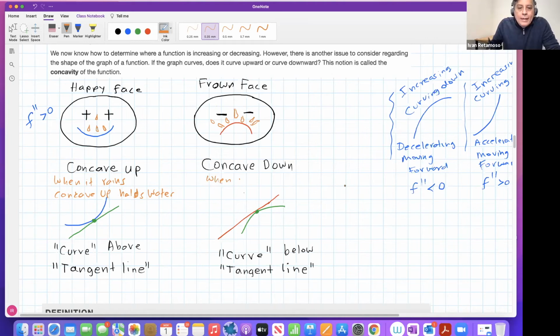A third way: when you graph the curve, if the curve is above the tangent line at a point, it means that the curve is concave up at this point. Concave up. If when you draw the tangent line at one point, the line is above and the curve is below it, then this is concave down. Okay, so these three ways will help you identify when it's concave up and when it's concave down.